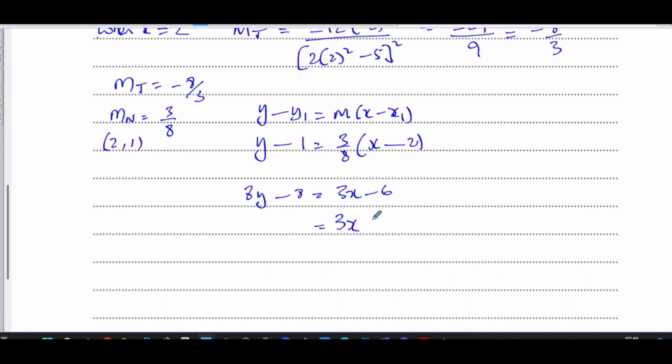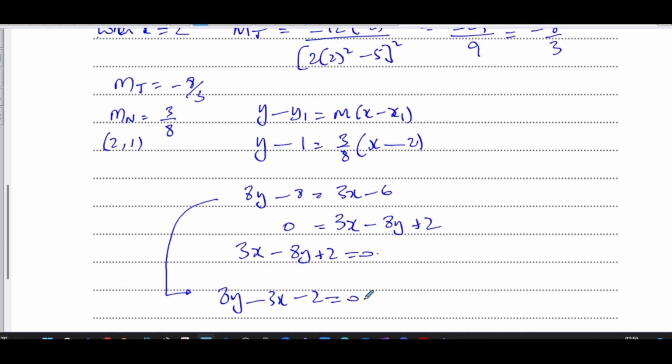So I'll have 3x minus 8y, and I'll have minus 6 plus 8, which is plus 2, equals 0. So in the end, you just write it 3x minus 8y plus 2 equals 0. You could have, if you wanted to, written it as 8y minus 3x minus 2 equals 0. It's the same thing. It's just you multiply both sides by minus 1. I prefer to leave it in the form where the x term is always positive, but both are perfectly fine.